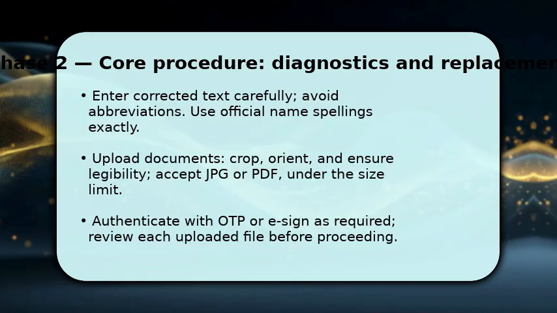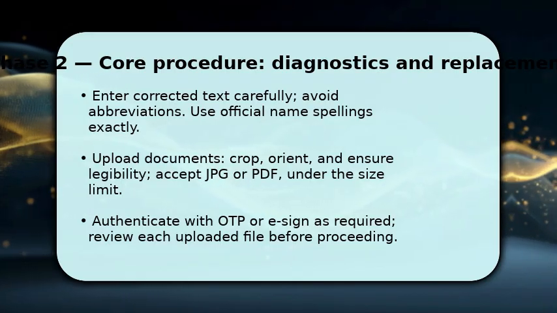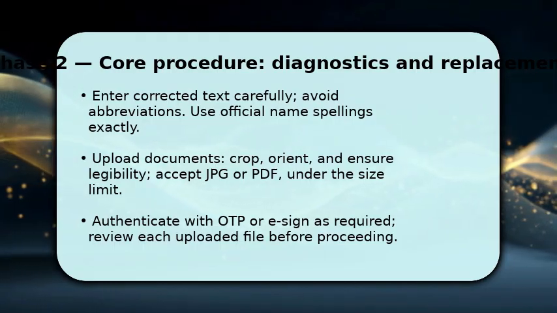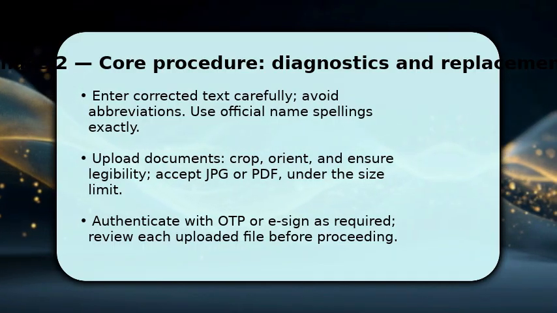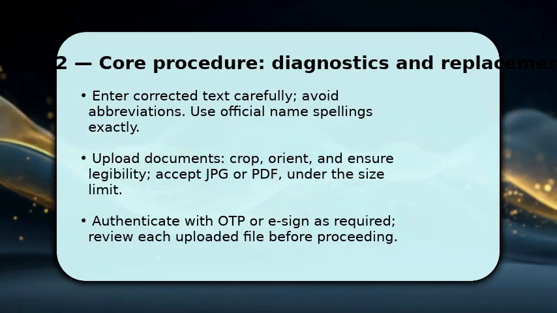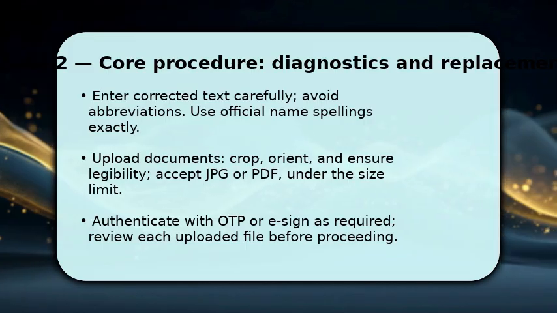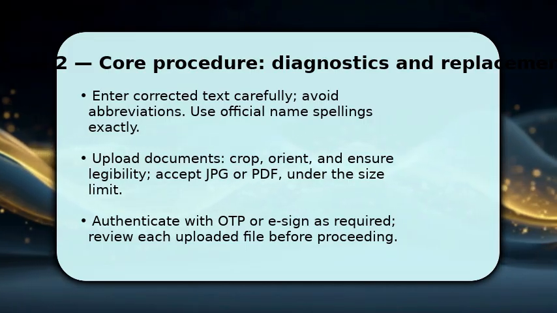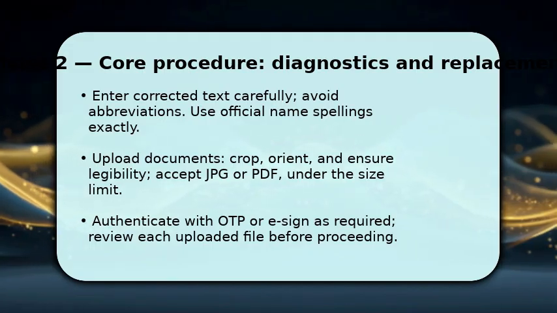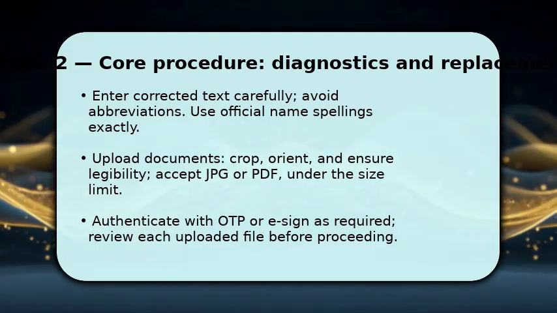Then upload supporting documents. Crop and rotate images so text is readable, check file size limits, and prefer PDFs for multi-page proofs. Once uploaded, authenticate changes using OTP or the portal's digital sign option. This confirms your identity. Make sure to review every field and attachment slowly. Errors here lead to rejections, so double-check.